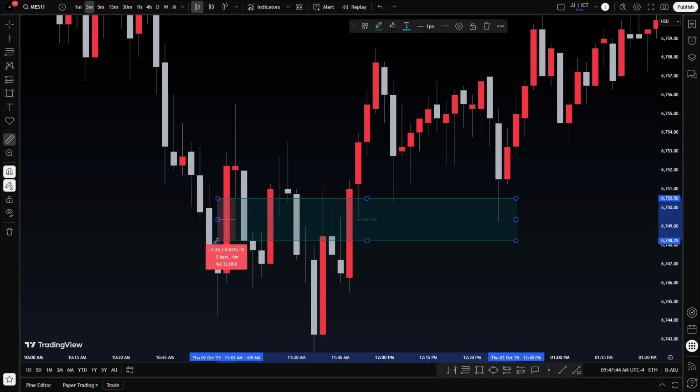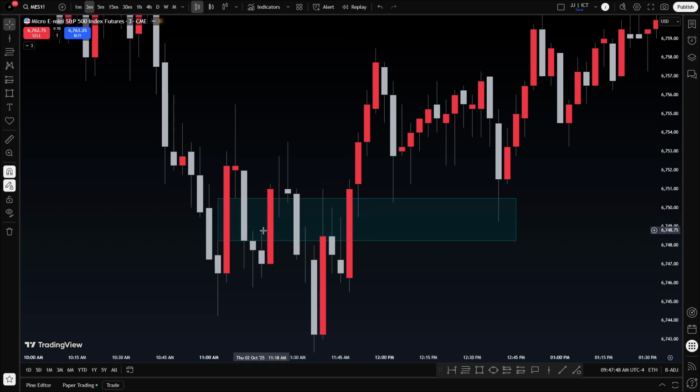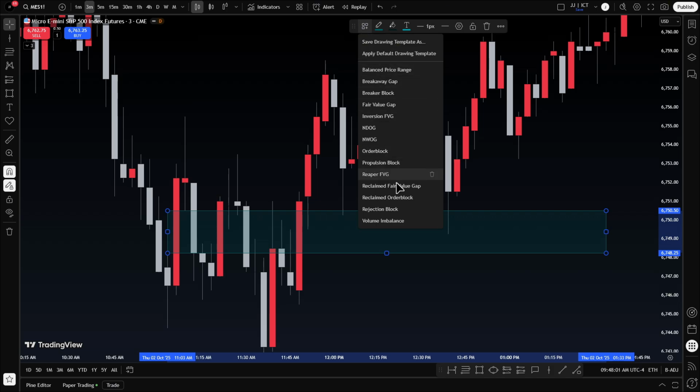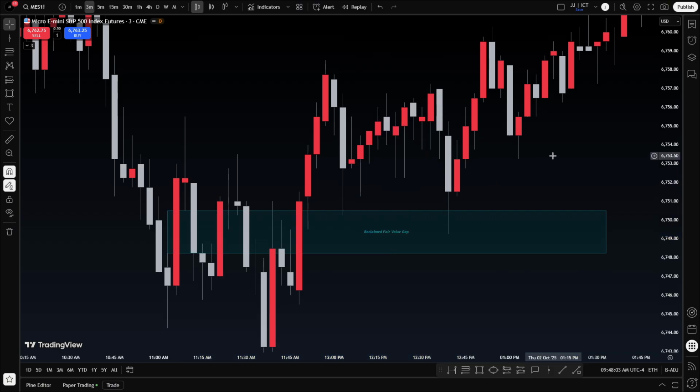If you want to do from here to here, it covered more than just here. So you would use this reclaimed fair value gap instead, in which price does come back down and reclaim it twice. 1, 2. Whoa, pretty cool, isn't it? Very, very simple.